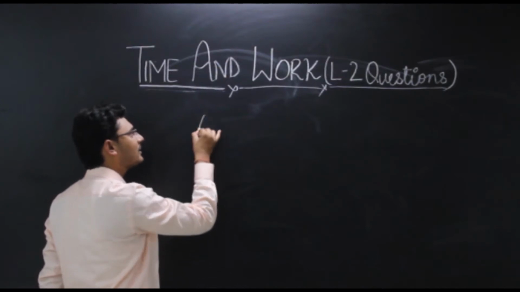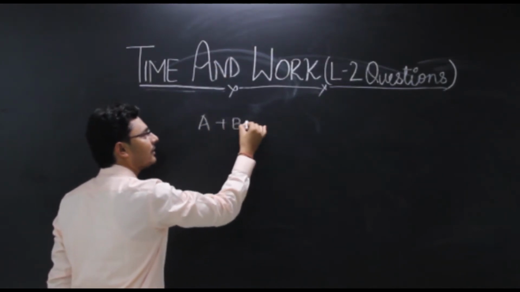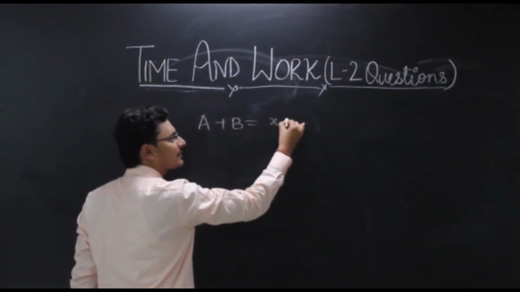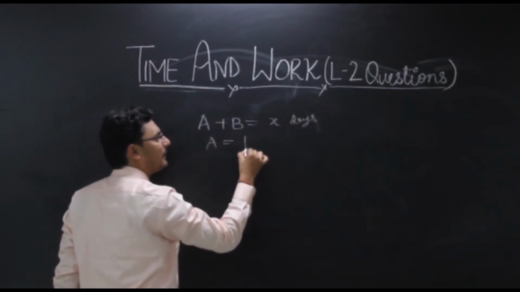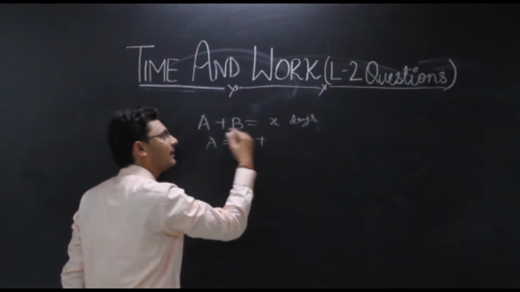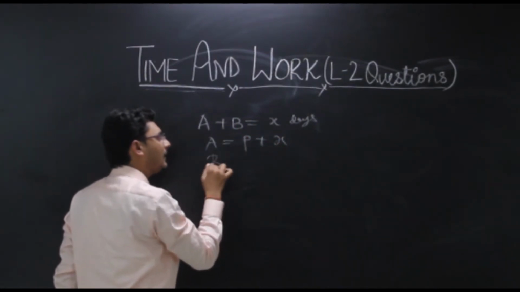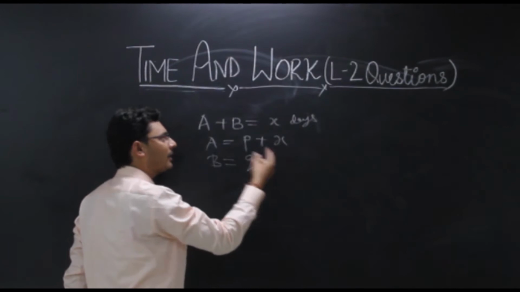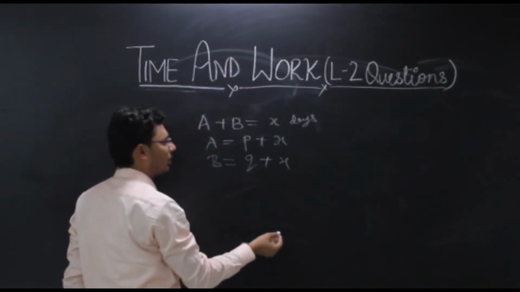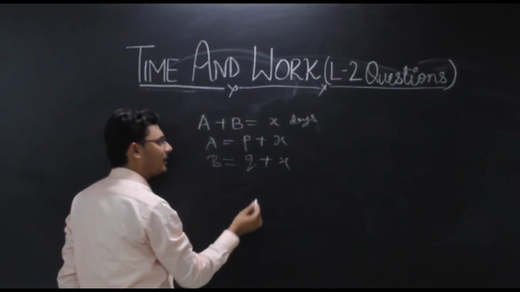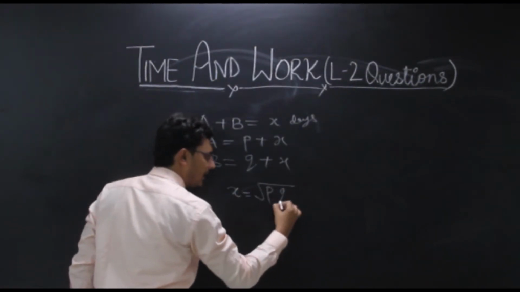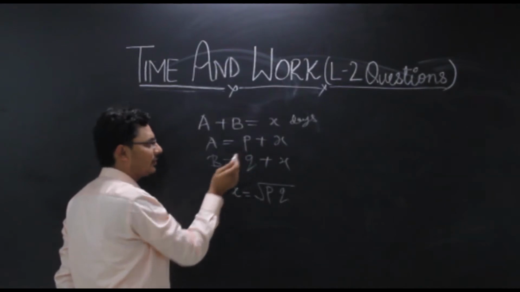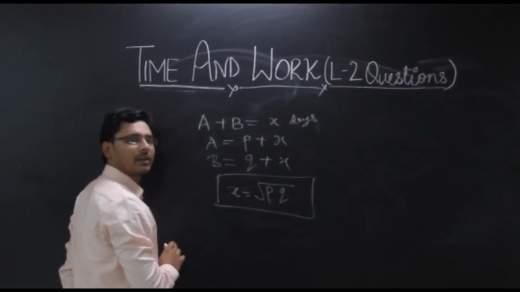The concept was like this: let's say A and B together complete a work in X days. A takes, let's say, P days more than what A and B take, that is X days, and B takes Q days more than what A and B take. So we derived yesterday that X is nothing but the root of P and Q. Whatever the extra values he has given, it is the root of their product, and that is the value of X.